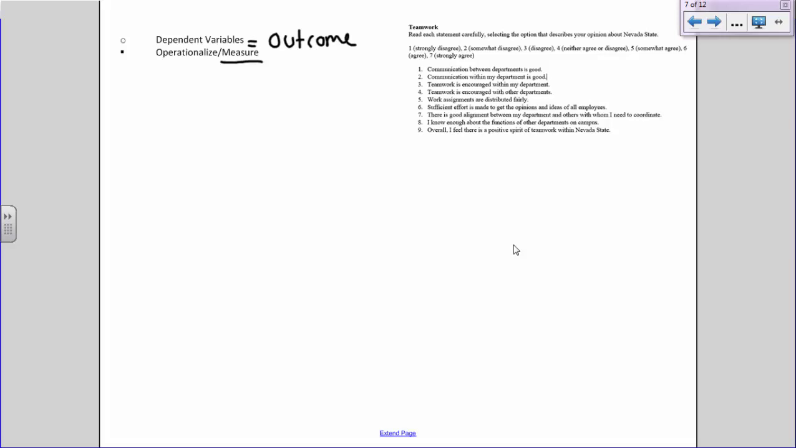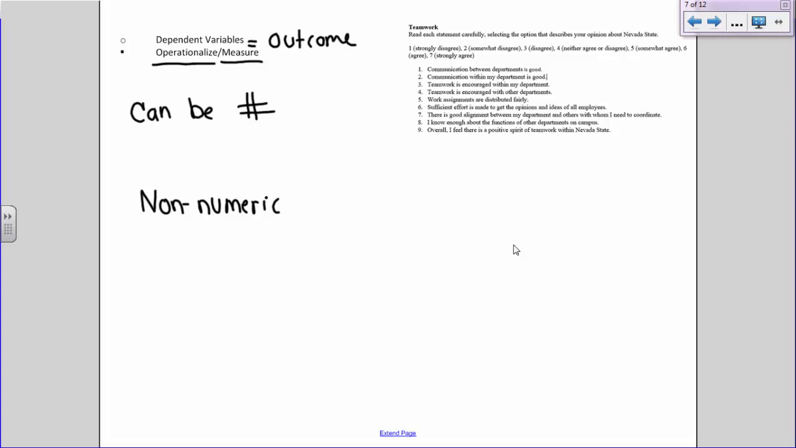Now, dependent variables can be truly numeric. So they can be an actual number. So for instance, like sales, right? That's a clear-cut number. Number of times late to work, right? Those sorts of things are clearly numeric already. But sometimes DVs are non-numeric. And in order to test hypotheses with statistics, you have to measure quantitatively or operationalize your dependent variables.